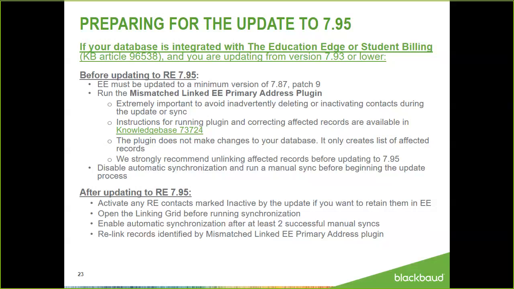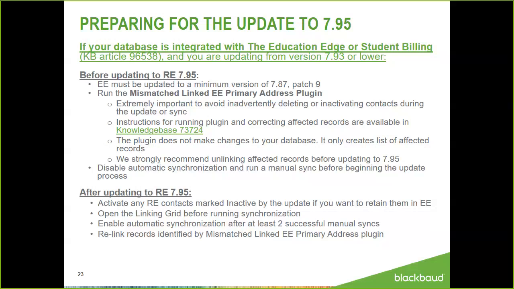Before updating EE or RE, we also recommend that you disable automatic synchronization if you set it up as a scheduled task. Run a manual synchronization right before you begin the upgrade process to ensure the information in both databases is current. Then, after updating to 795, activate any RE contacts that were marked inactive during the update if you want to retain these contacts in EE.